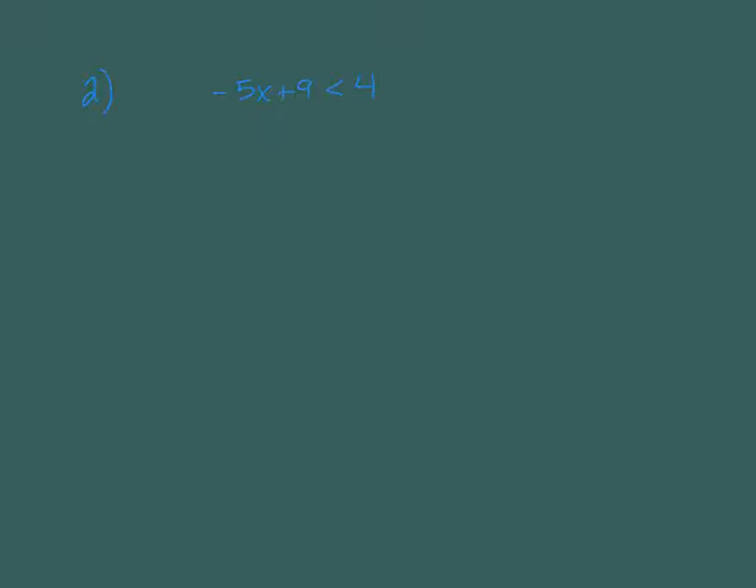All right, on this inequality for number 2, we have negative 5x plus 9 is less than 4. Negative 5x plus 9 can't be simplified any further. So I'm going to start by getting my negative 5x term by itself. So I'm going to subtract 9 from both sides of my inequality. That's going to leave you with negative 5x is less than negative 5.